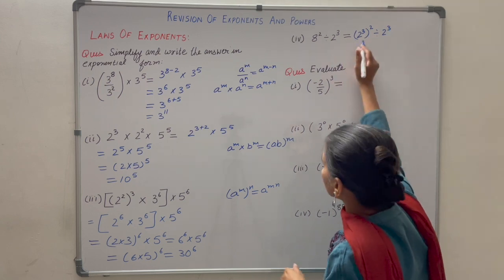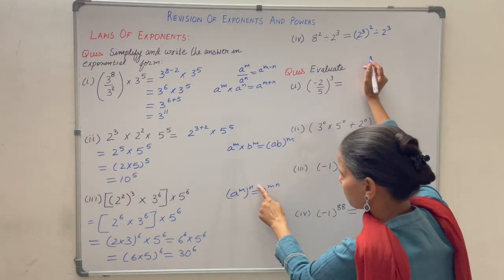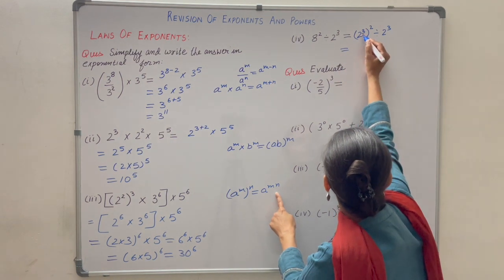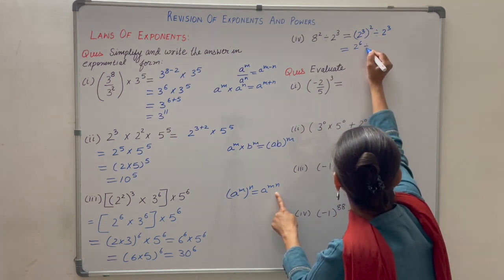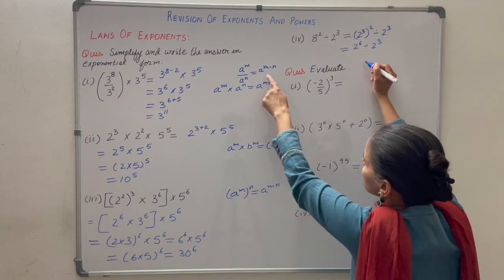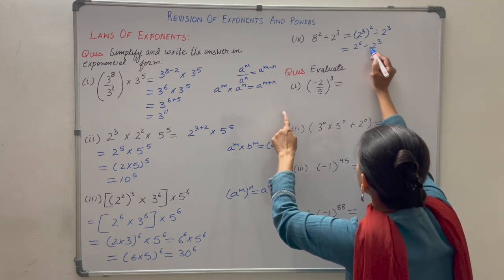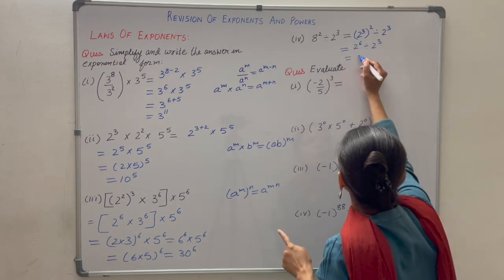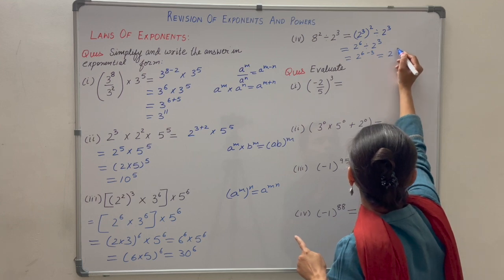So this is power of a power. I am going to use this law. a raised to the power m whole raised to the power n. So powers get multiplied. So what I will get here? 2 raised to the power 3 into 2, that is 2 raised to the power 6 divided by 2 raised to the power 3. So I am going to use this law here now because the bases are same, powers are different. So this is division. So I am going to use this one. So this is 2 raised to the power 6 minus 3. So you get 2 cube.